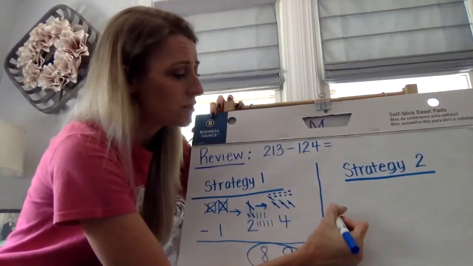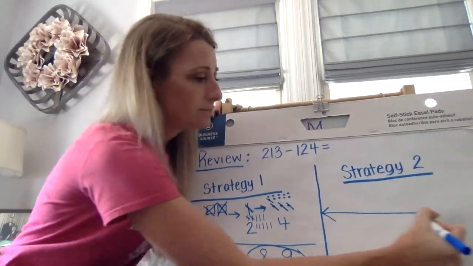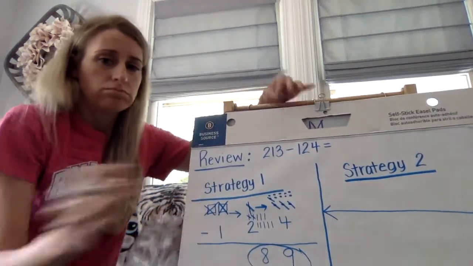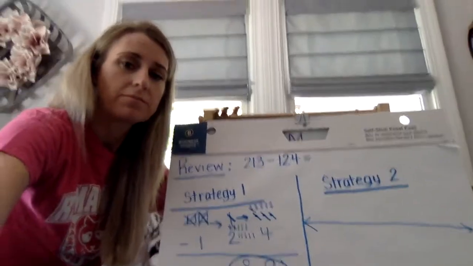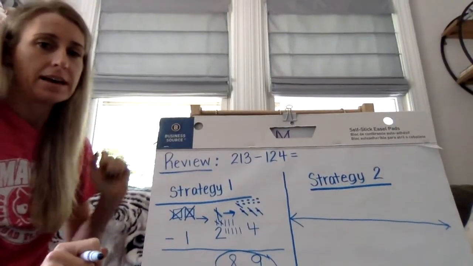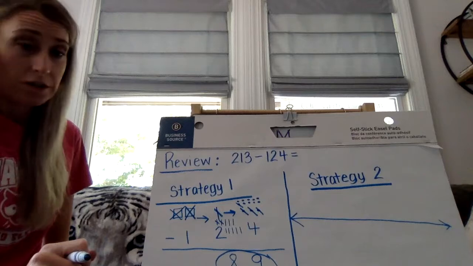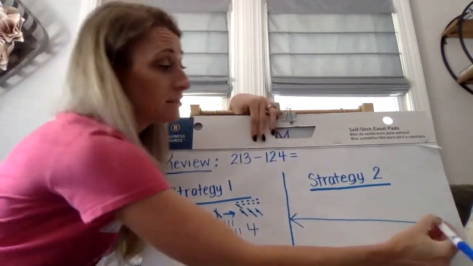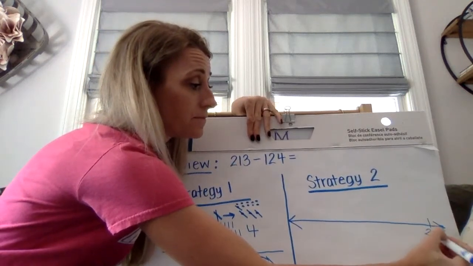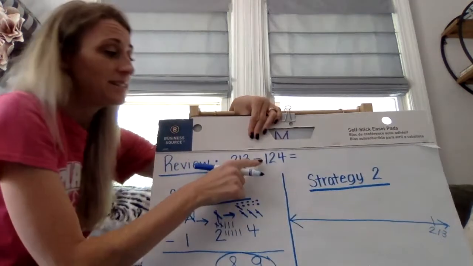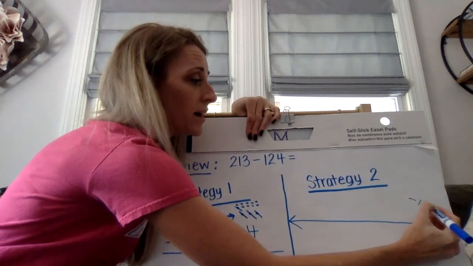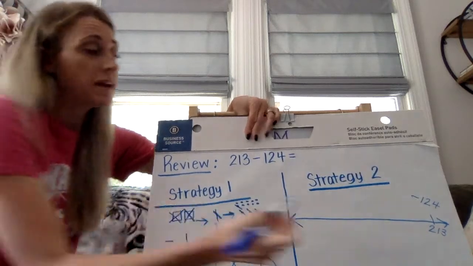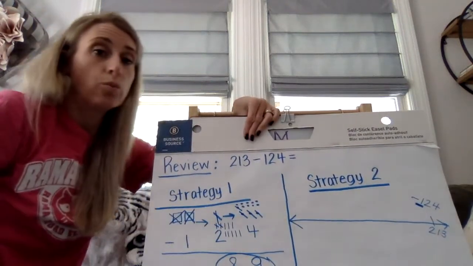So I'm going to use a number line. And I know that, oh, it's not in the camera. Let's see if I can, there we go. Hopefully you can see that. My number line is not very straight this morning. Okay, so I'm going to start with my 213. And I need to take away 124. So I'm going to start with my 100. I need to take away 1.